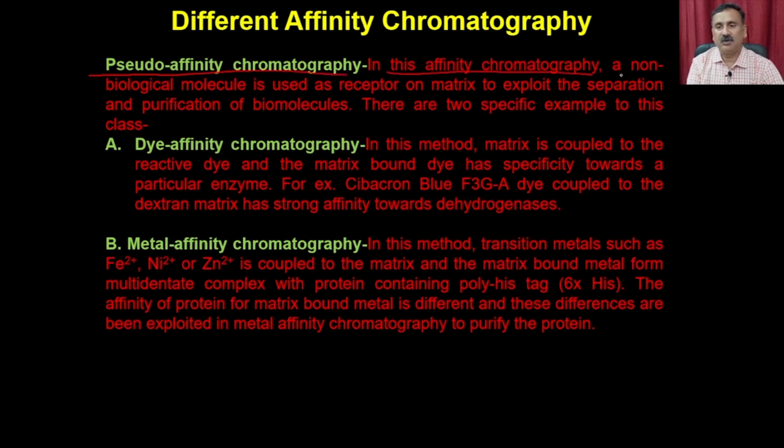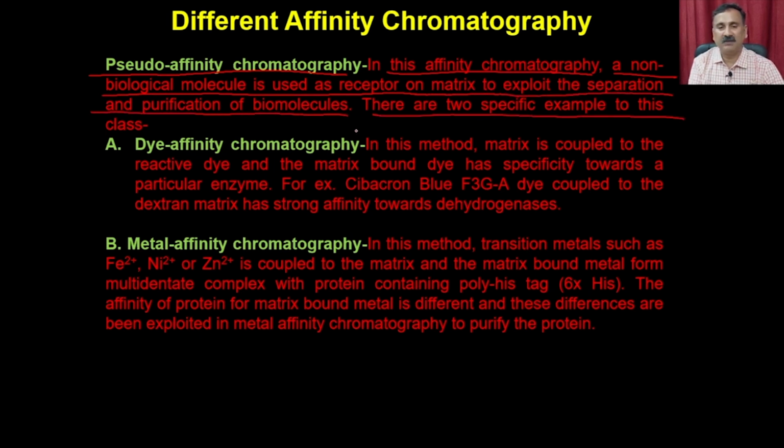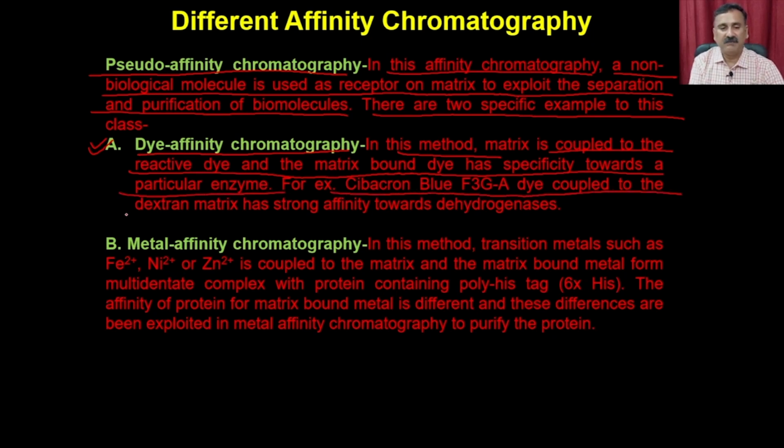In this affinity chromatography, a non-biological molecule is used as a receptor on the matrix to exploit the separation and the purification of biomolecules. There are two specific examples. You can have dye-affinity chromatography. In this method, the matrix is coupled to a reactive dye, and the matrix-bound dye has a specificity towards a particular enzyme. For example, the Cibacron Blue F3GA dye coupled to the dextran matrix has a very strong affinity for the dehydrogenases. Similarly, you can have metal affinity chromatography.